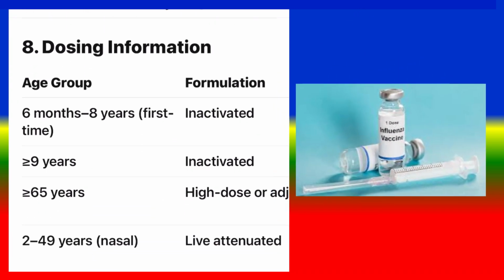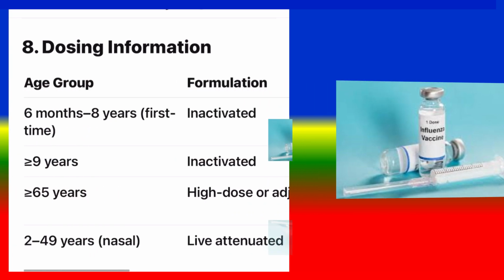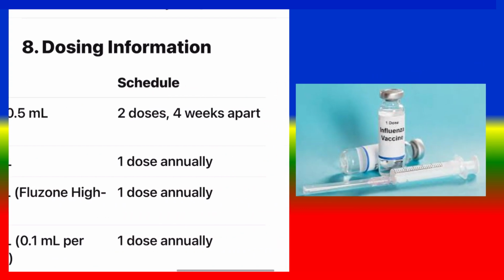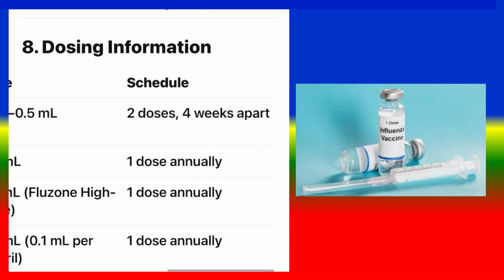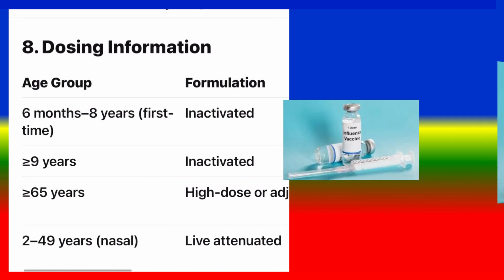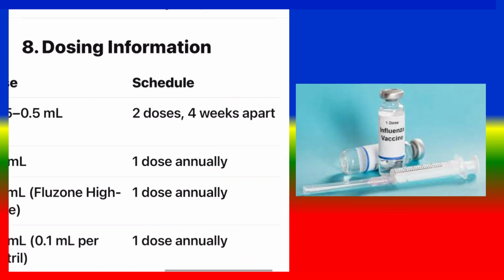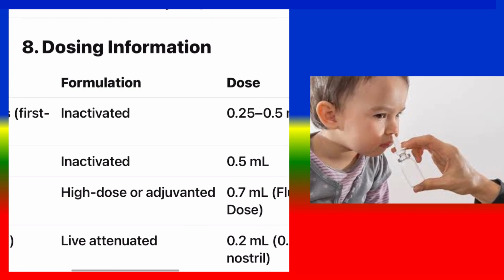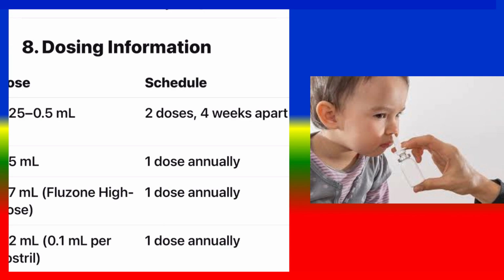8. Dosing information. Age group, formulation, schedule. 6 months to 8 years, first time, inactivated, 0.25 to 0.5 milliliters, 2 doses, 4 weeks apart. 9 years and older, inactivated, 0.5 milliliters, 1 dose annually. 65 years and older, high dose or adjuvanted, 0.7 milliliter, Fluzone high dose, 1 dose annually. 2 to 49 years, nasal, live attenuated, 0.2 milliliters or 0.1 milliliters per nostril, 1 dose annually.